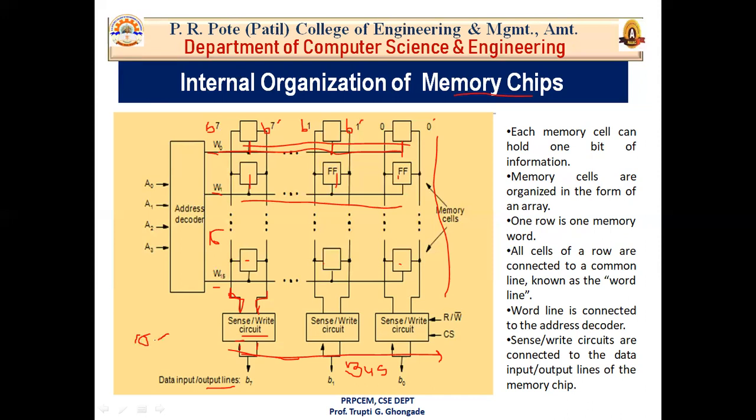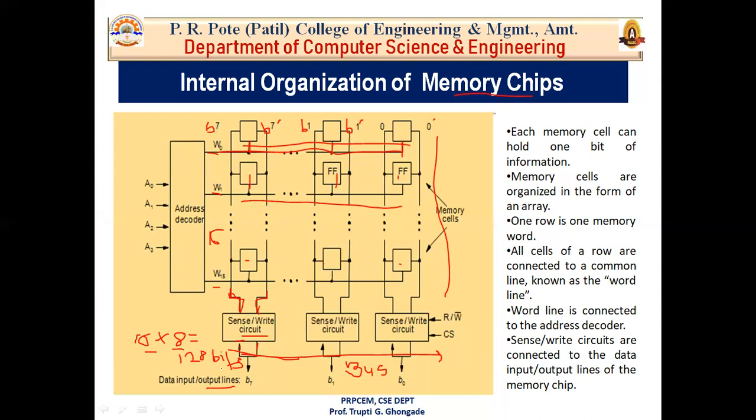So what is the configuration of this memory chip? It is 16 by 8. It means that this memory chip consists of 128 bits. How many bits does this memory chip consist of? 128 bits, that means 16 words and each word is 8 bits in length. So 16 by 8 is the organization of the memory chip, and the size of this memory is 128 bits.